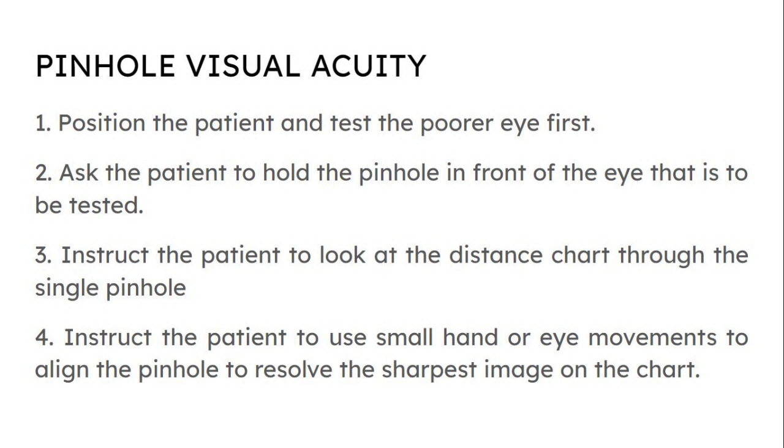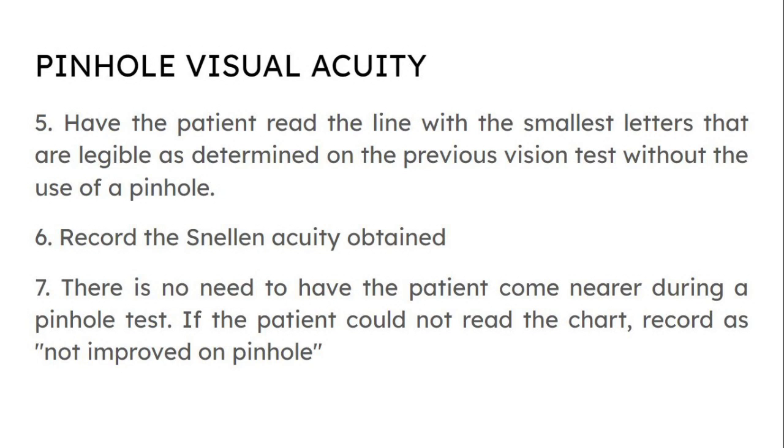Testing pinhole visual acuity. Position the patient and test the poorer eye first. Ask the patient to hold the pinhole in front of the eye that is to be tested. Instruct the patient to look at the distance chart through the single pinhole. Instruct the patient to use small hand or eye movements to align the pinhole to resolve the sharpest image on the chart. Have the patient read the line with the smallest letters that are legible, as determined on the previous vision test without the use of a pinhole.